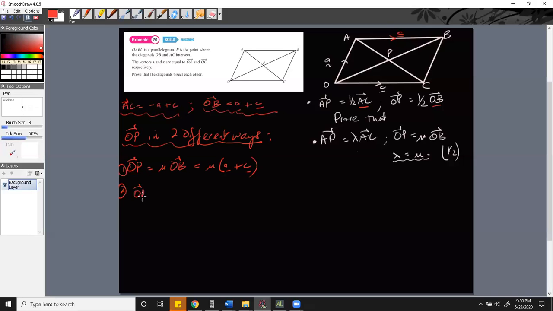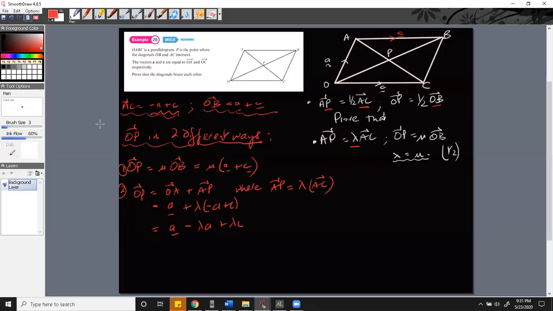So we know that OP can also be written as OA plus AP. Okay, and where AP is some multiple, remember, of AC. So we've used lambda lots of AC, okay? So we know OA from the diagram is A, and we know that AC from here is minus A plus C, so it's going to be lambda lots of minus A plus C. So we've now got A minus lambda A plus lambda C.